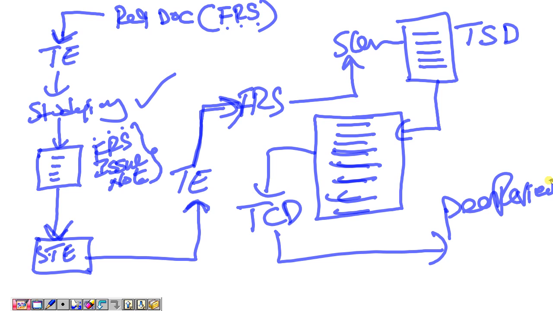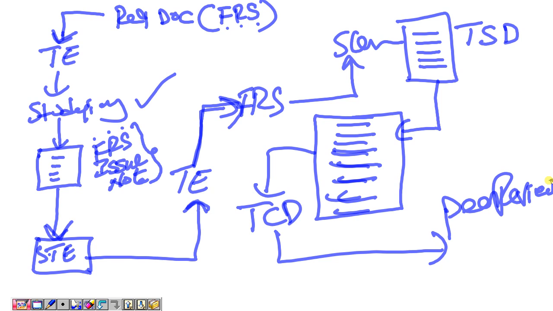What is the meaning of peer review? It means people of the same designation will review the documentation. That is what we are calling a peer review. So what is a peer review? People of the same designation reviewing the document, that we are calling a peer review.